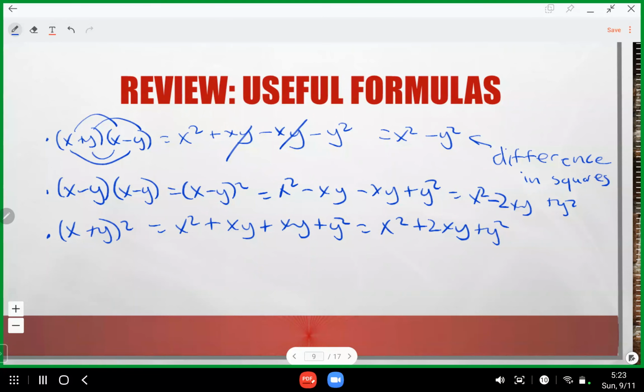Those are quite important. We can also learn about the difference of cubes and the sum of cubes, but we don't really use that in Algebra 1, so we're going to skip that for now. They're more advanced.